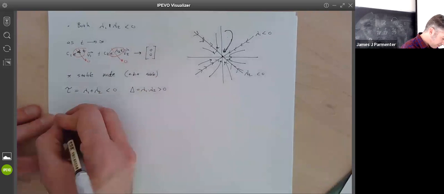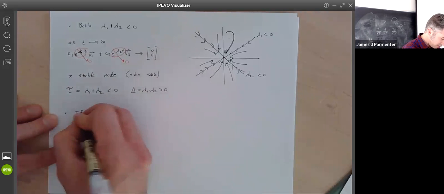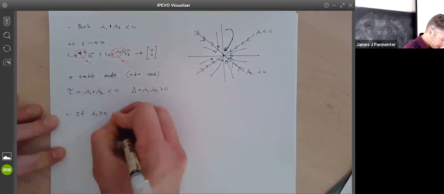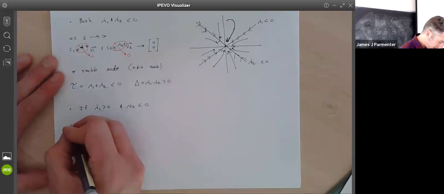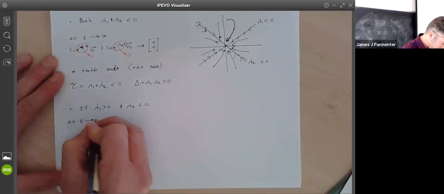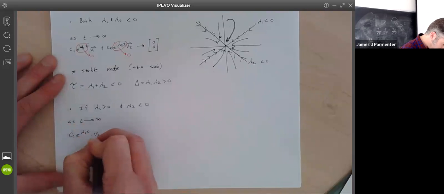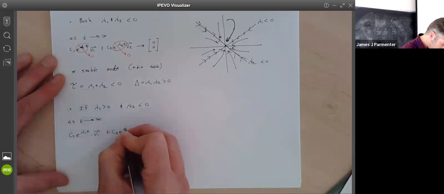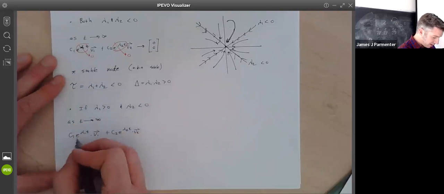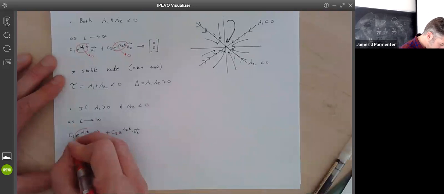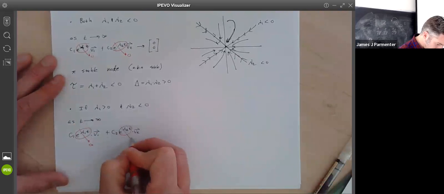Okay. And then we have the case where one of them is positive, one is negative. So it doesn't matter which one we say. Let's say lambda 1 is positive and lambda 2 is negative. So then in this case, as t goes to infinity, in our c1 e to the lambda 1 t times v1 plus c2 e to the lambda 2 t times v2, the e to the lambda 1 t part is going to go to infinity, and the e to the lambda 2 t part is going to go to 0.